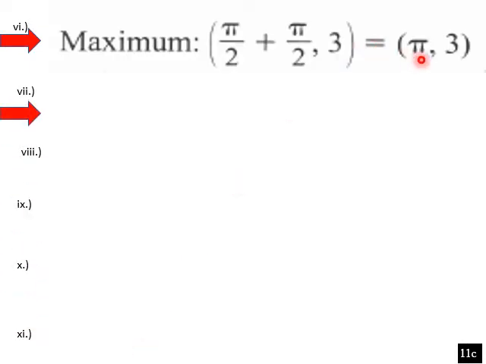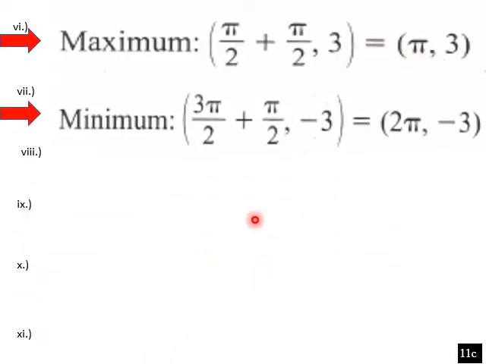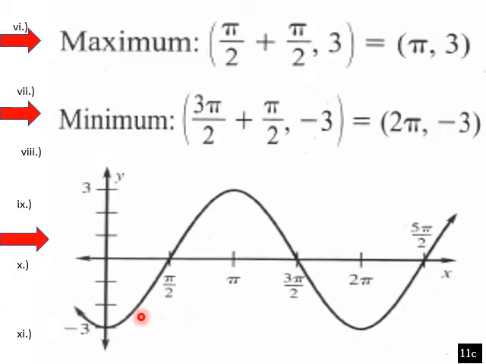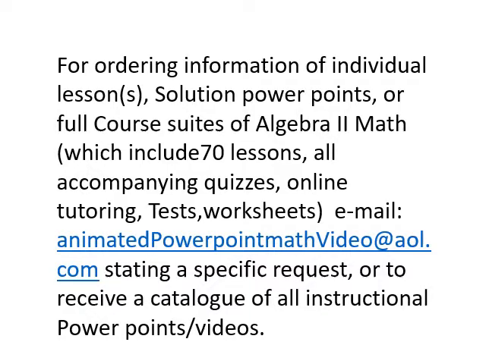Our max would be pi and 3. Our min would be 2 pi and negative 3. This would be the resulting graph here. 2 pi and then negative 3 would be down here. And then pi and 3 would be up here. This would be a max, this would be a min. Then 3 pi over 2 is 0, pi over 2 is 0. And then 5 pi over 2 would be 0 there too.